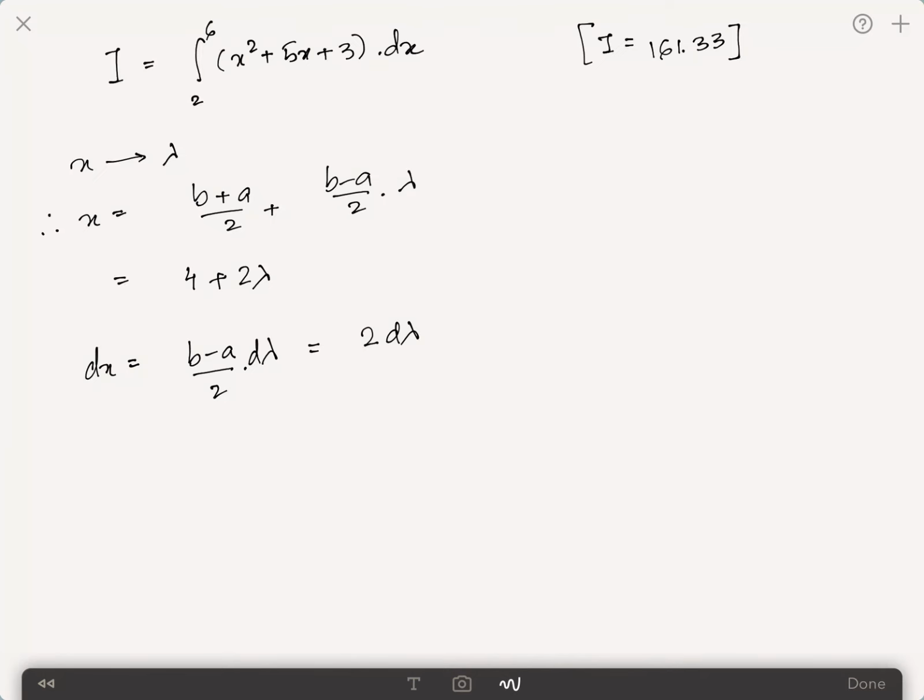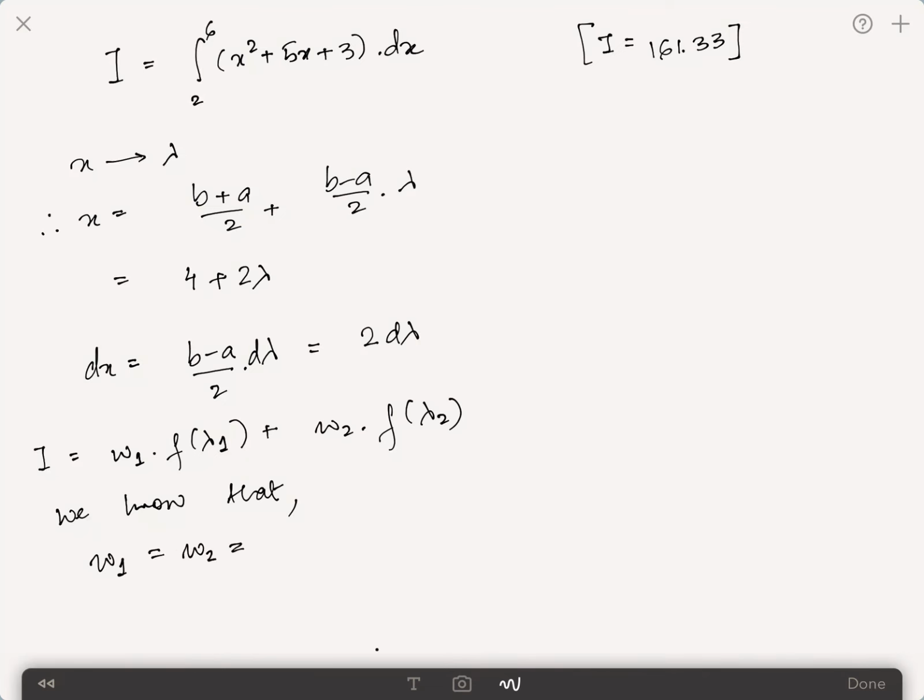Now for the integral, in the Gauss formulation, we can have I is equal to w1 times f of lambda 1 plus w2 times f of lambda 2. Now we know from our previous derivation, and there are tables available also to find out these weighting functions and sampling points, that w1 is equal to w2 is equal to 1, and lambda 1 is equal to 0.57735, and lambda 2 is equal to minus 0.57735. No, actually the other way around, this is minus and this is plus.